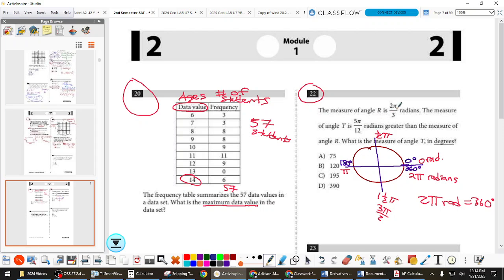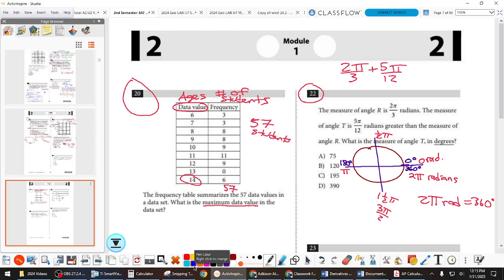So let's make this into an algebraic sentence. It says angle R is 2 pi over 3 radians. Angle T is 5 pi over 12 greater. What does greater mean to do? What did you say? Add, yeah. So 2 pi over 3 plus 5 pi over 12. Just add. How do we add fractions? We did that a bunch in probability.